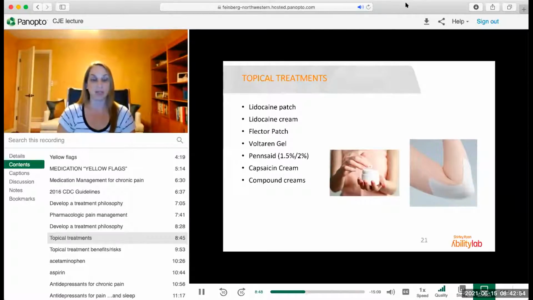So lots of different kinds of medications you can use for chronic pain. There's topical treatments, things like lidocaine patch, lidocaine cream. Those are both prescription or over-the-counter. Frequently over-the-counter dosing is about 4%, prescription dosing about 5%, a little harder to get covered now that there are over-the-counter options. Flector patch, which is a diclofenac patch, an anti-inflammatory patch. Voltaren gel, which is diclofenac, another anti-inflammatory, now over-the-counter or prescription. Pennsaid is another diclofenac. It's drops that are topical. It comes in 1.5 or 2%.